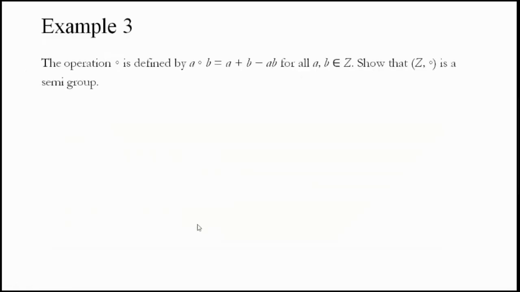And this you can do: A binary operator B is equal to A plus B minus AB, the same equation that we have seen previously. Now you are supposed to prove it is a semi-group. Previously we have seen that it is commutative as well as associative. So since it is associative, we can directly say that it forms the associative property and also forms a semi-group.